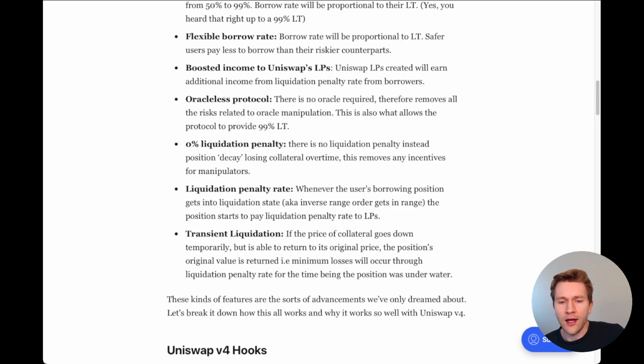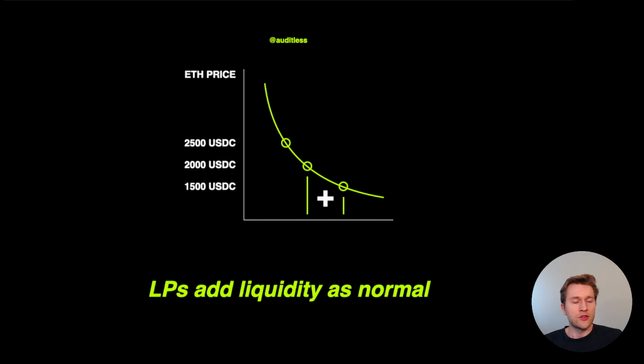So how does this actually work? Well, let's look at a traditional Uniswap V3 position. So we start by LPs adding liquidity as normal. So in this case, on the left-hand side, we see the ETH price, and we see 3 points on the price curve in an ETH USDC pool. We see prices from 1,500, 2,000, and 2,500 USDC per 1 ETH. So in this case, the liquidity provider has added some liquidity in the range from 1,500 to 2,000. So far, this is just how Uniswap V3 works.